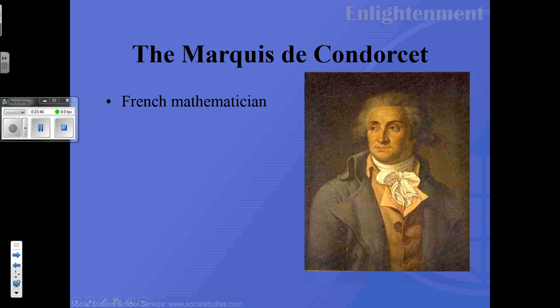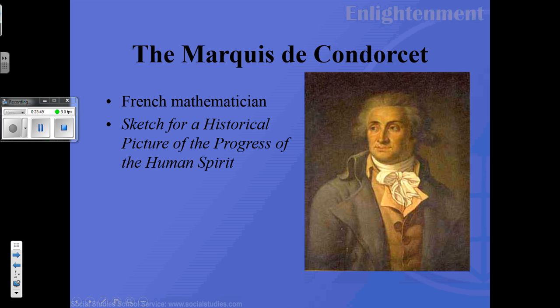On we go to another one of our brilliant minds. This is the Marquis de Condorcet, a very French name, can you tell? He was a French mathematician, but he was known for a lot of other things too. First of all, he was a very important person for the French Revolution. He was a leader in the French Revolution, in particular on the government side. He is known for redesigning the education system.